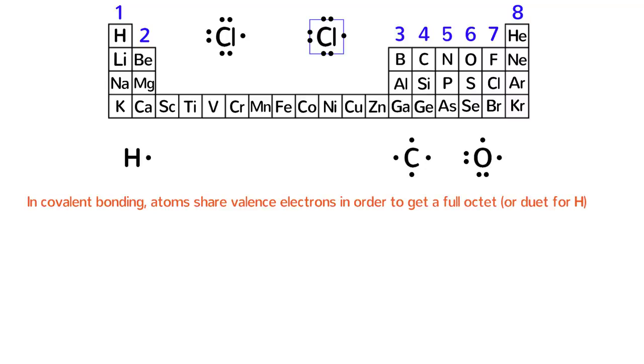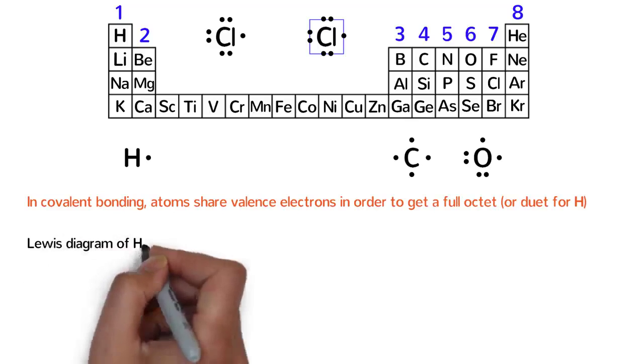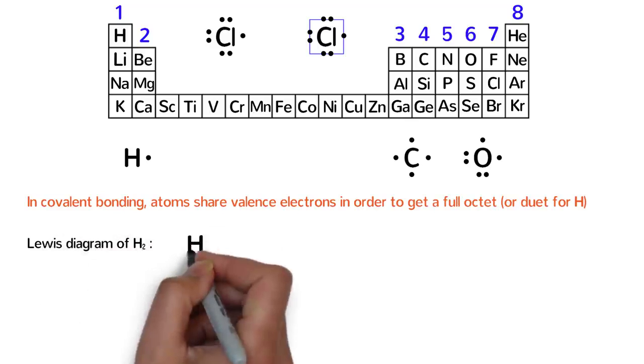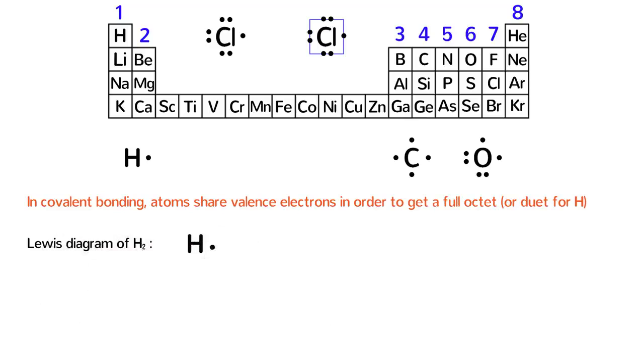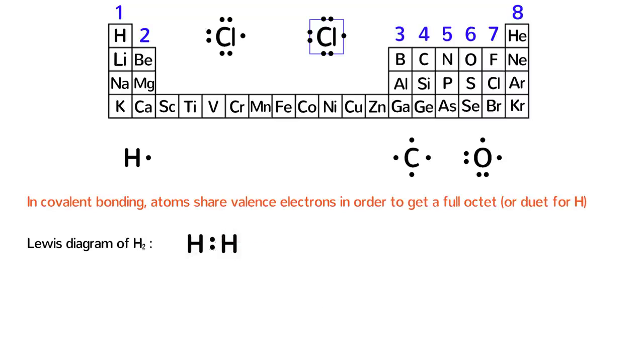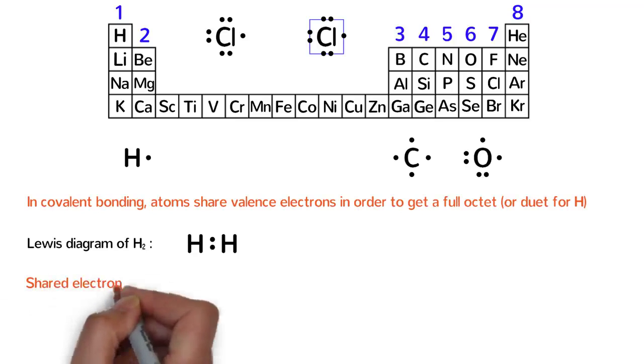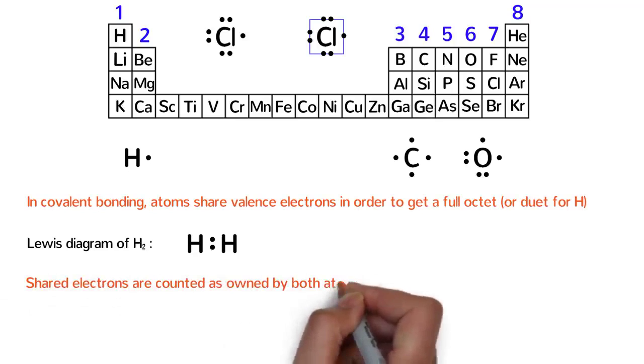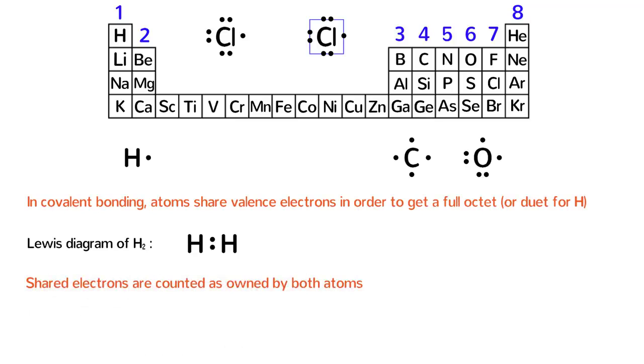The simplest molecule possible is that of hydrogen, H2. A hydrogen atom has 1 valence electron, but it wants to have 2. So in order to satisfy its desire for another electron, 2 hydrogen atoms will share their electrons with each other. And the crazy thing is that in the wonderful world of atoms, the shared electrons are counted as owned by both atoms. That means that both hydrogen atoms are happy because they both satisfy the octet rule.